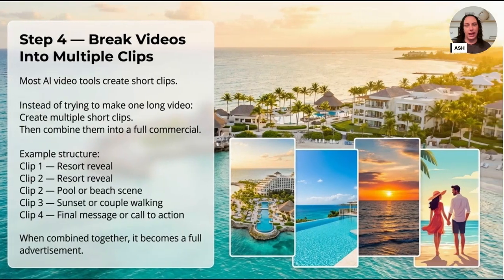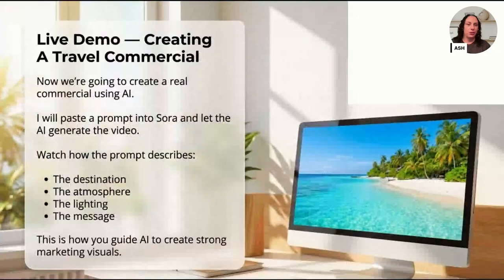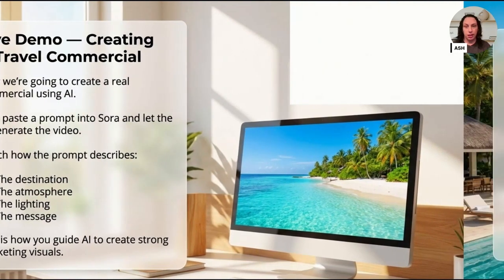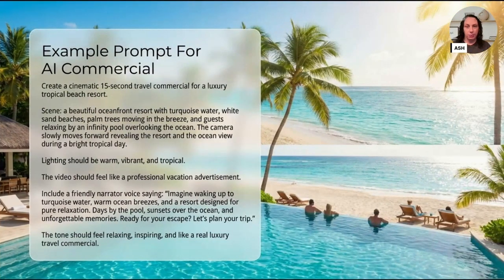All right. So, with that, let's do our own AI commercial, shall we? We're going to create a real commercial using AI. I'm going to paste the prompt into Sora and just let the AI generate its video. When I'm doing this, I want you to watch how the prompt describes the destination, the atmosphere, and the message inside of it, okay? This is how you guide AI to create those strong marketing visuals that we want. So here is the prompt. This is just an example AI prompt. It's not something I'd share on my social media, okay? It's just the backbone of it, all right?